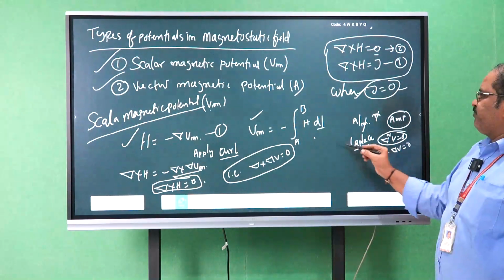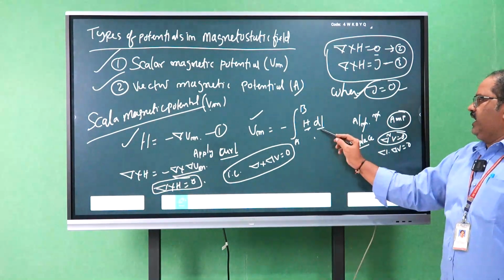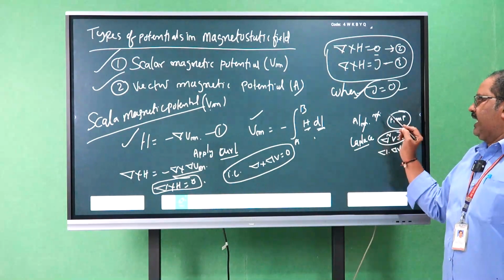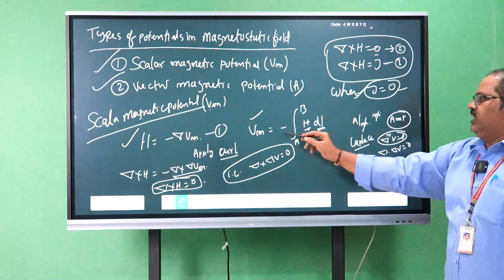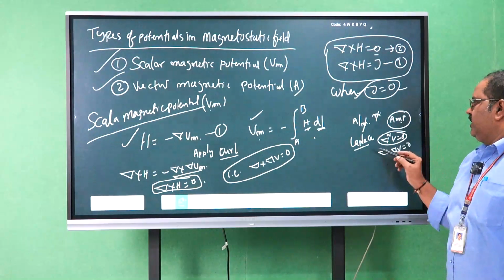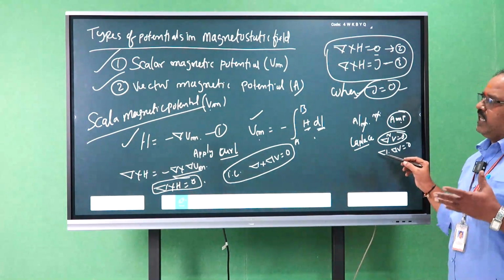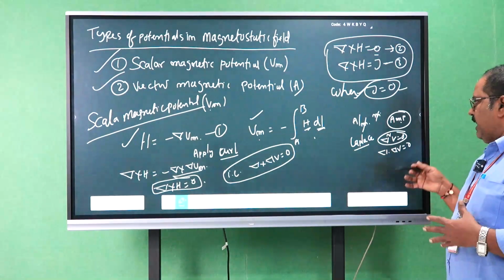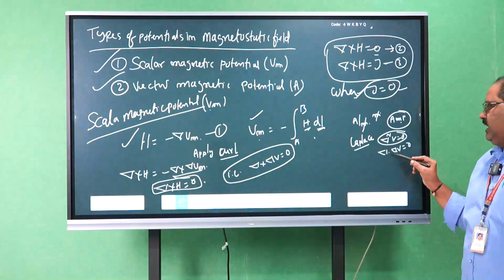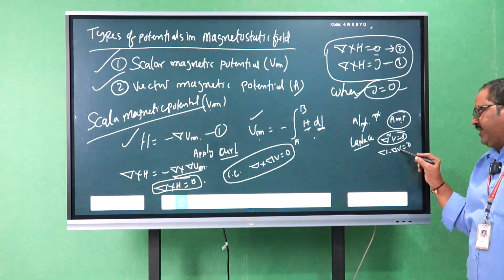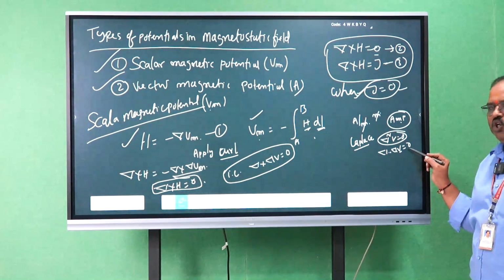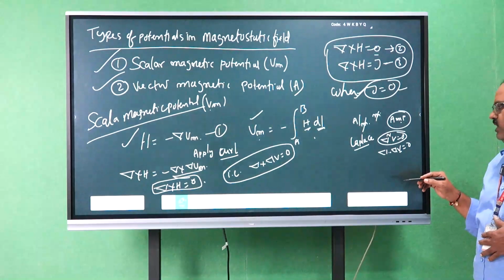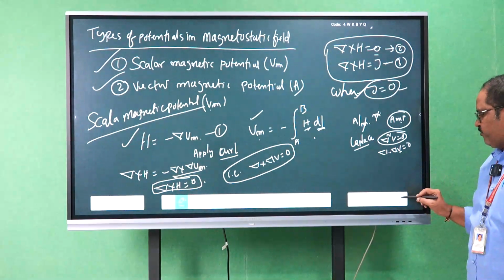The units of H are ampere per meter, dl units are meter, the meters cancel. The Vm units are ampere. Does the scalar magnetic potential satisfy the Laplace equation or not? What is the Laplace equation? In the Laplace equation, the divergence of the gradient of the field V is equal to 0. That is the Laplace equation: del square V is equal to 0.